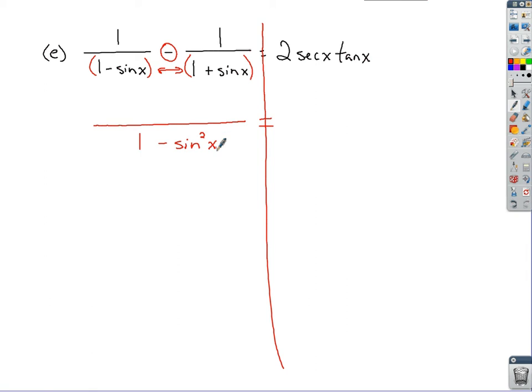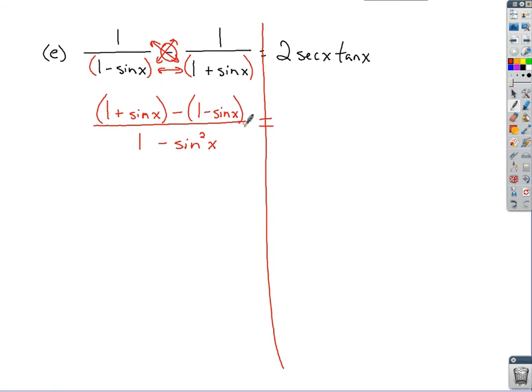Now I start looking at these cross products. First diagonal, I would take 1 times 1 plus sine of x. Obviously, I would get the 1 plus sine of x back. Go ahead and group that right now, just to show that that's my result for the first part. Understand I'm subtracting cross product here. For this second diagonal, you've got 1 times 1 minus sine of x. Well, that's going to be 1 minus sine of x.